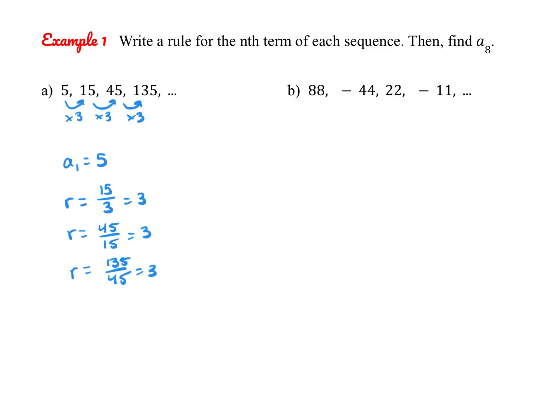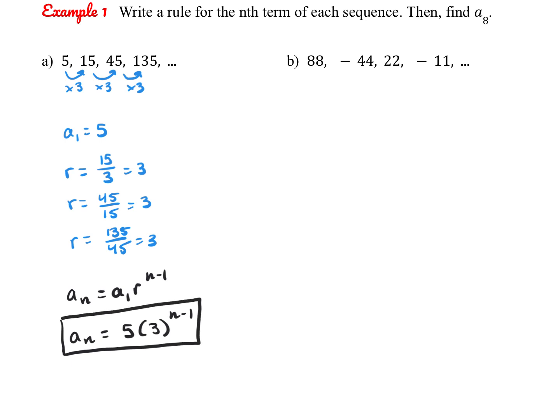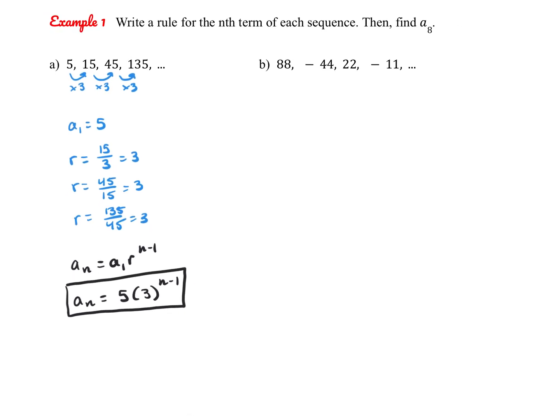All right, so I have a sub 1 and I have r. So I'm going to plug it into my formula, which I'm going to write as many times as I can today. So a sub n equals 5 times 3 to the power of n minus 1. So there's my rule. And now I'm going to use that rule to help us find the 8th term.